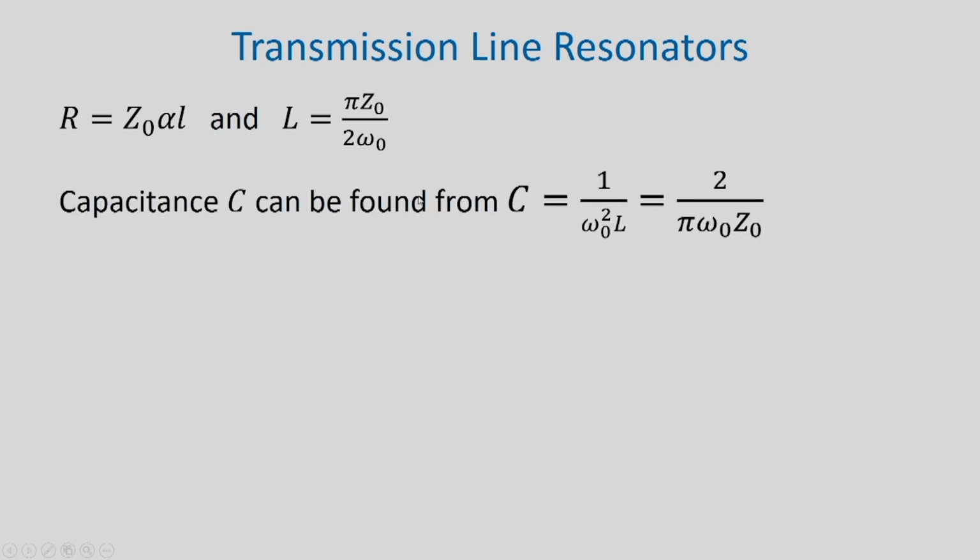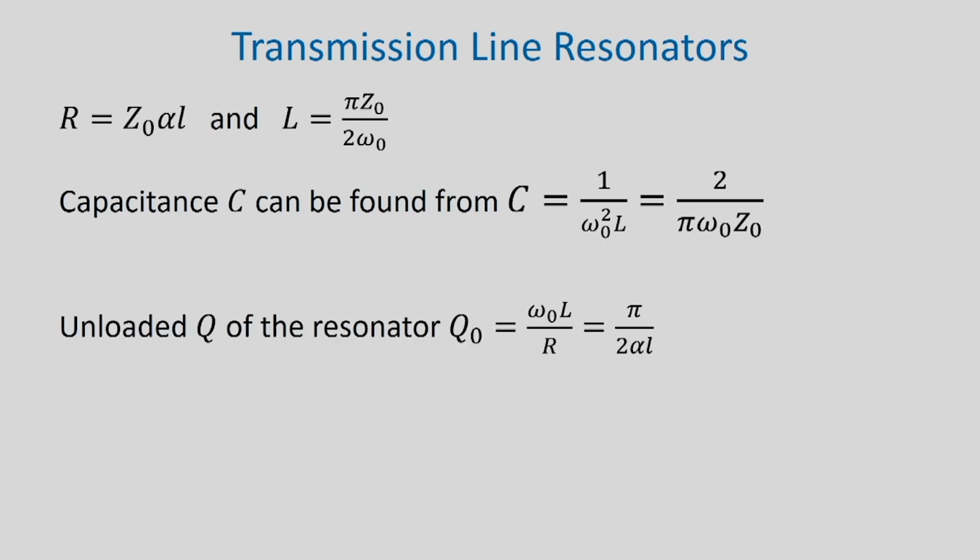And since omega naught square is equal to 1 by L C, we can find the capacitance C as 1 by omega naught square L, and we already have the expression for L, and this becomes equal to 2 by pi omega naught Z naught.